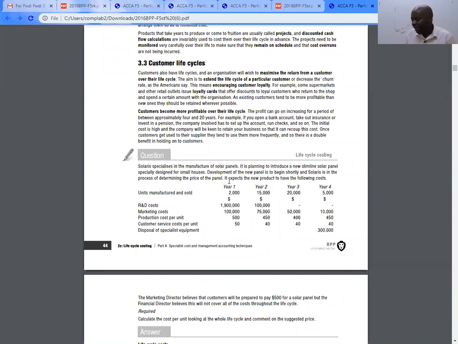So the marketing director, we are told, believes that the customers will be prepared to pay $500 for a solar panel, but the finance director believes that they will not cover all of the costs throughout the life cycle. So they want us to calculate the cost per unit, looking at the whole life cycle, and comment on the suggested price. What a great examiner. An examiner who is wishing us success.